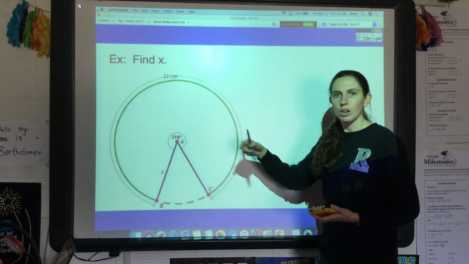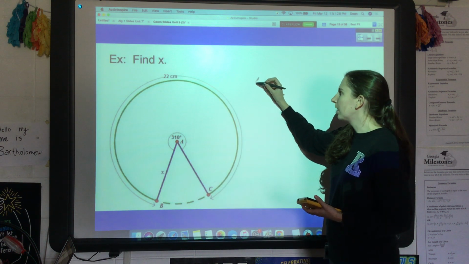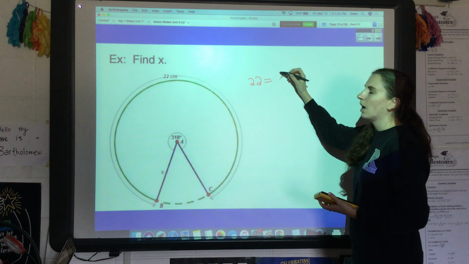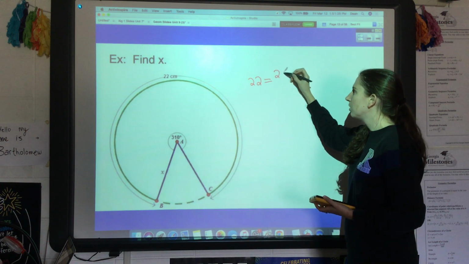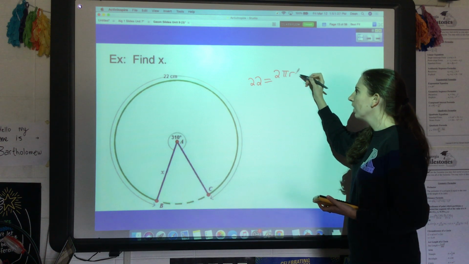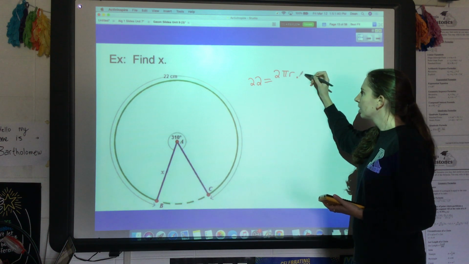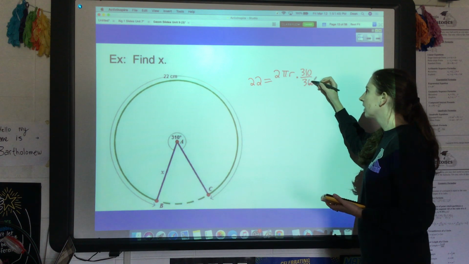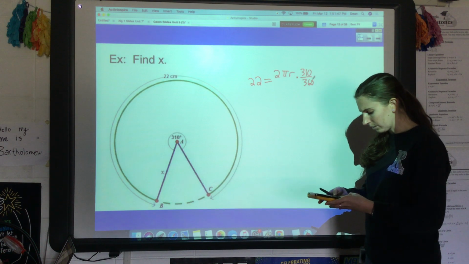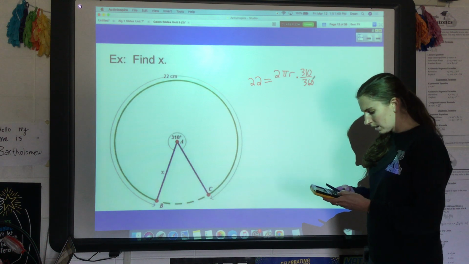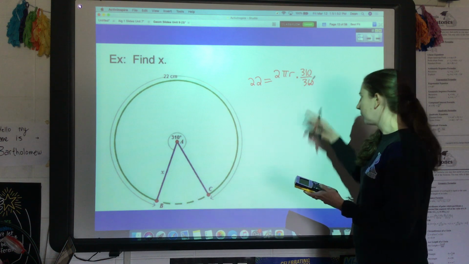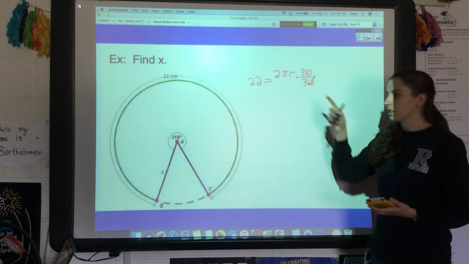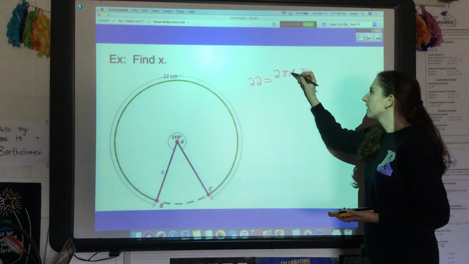So since they gave me the arc length, I'm going to use the arc length formula, which is that the arc length itself equals the circumference 2 pi r times the arc itself measured out of 360. 310 out of 360, what is that? That is 31 out of 36. It's not a very good fraction. So basically the only thing that's missing is the radius, which was x. So you can make that an x if you want.